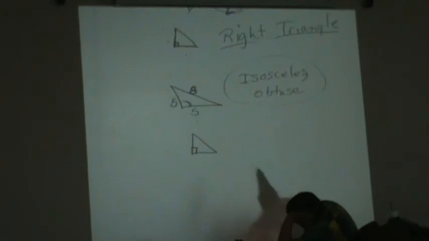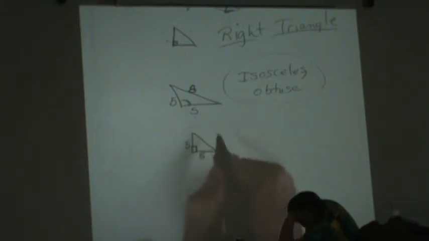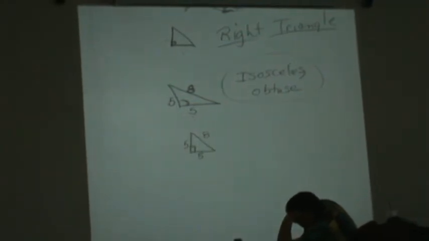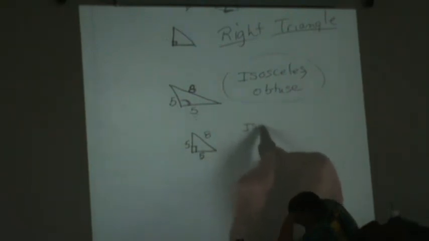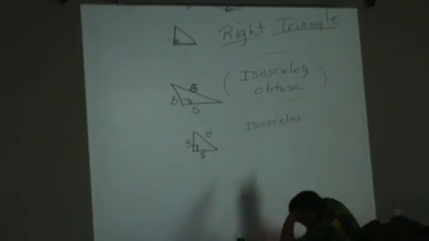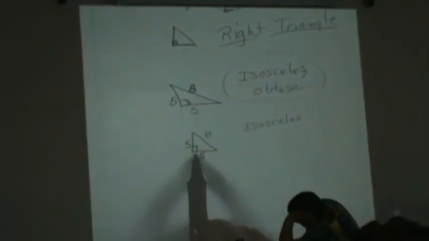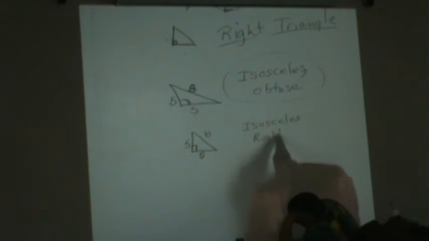Let's do one like this. And here's a right angle. Actually, this one could be two different things. If we have these two sides the same and this one different, we still have isosceles, don't we? But because of the angle, this one's not obtuse, it's a right triangle. So this one's isosceles and a right triangle.